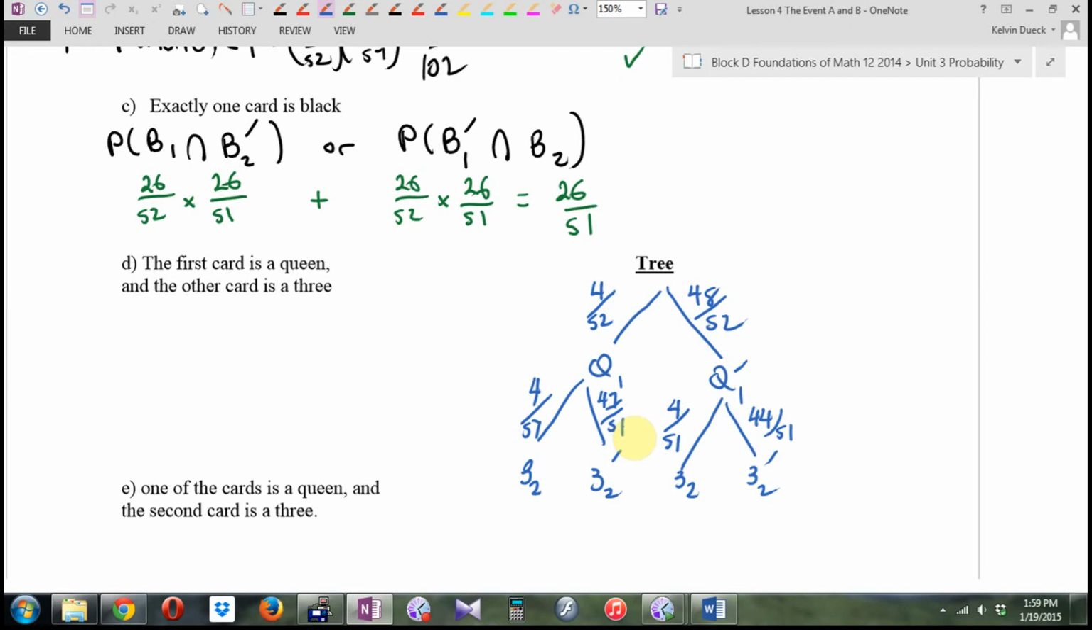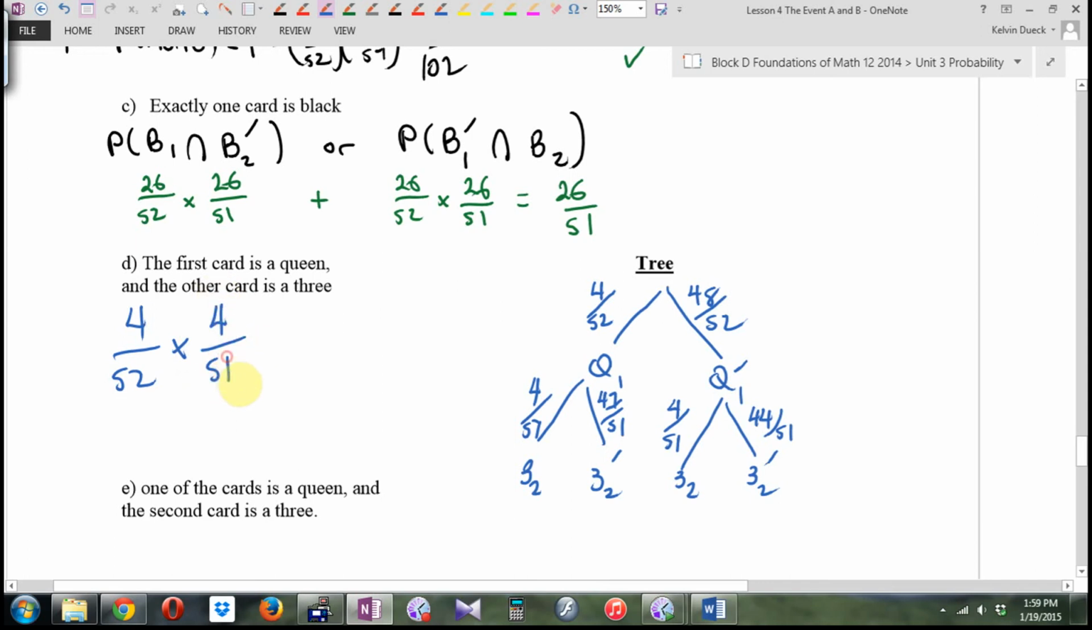Can you read it to me again, Ashley? The first card is a queen and the other card is a 3. What's E? Can you read E to me, Ashley? One of the cards is a queen and the second card is a 3. It's this second one that gets very tricky. This first one, because they've specifically told me the first card is a queen, I can say, okay, that's a queen followed by a 3. That part of the tree works for part D.